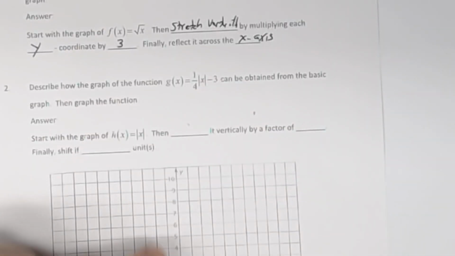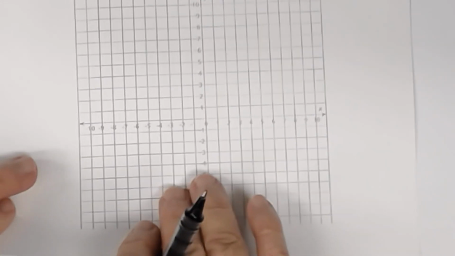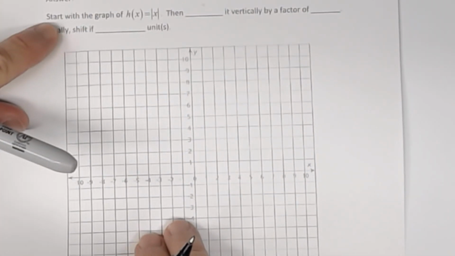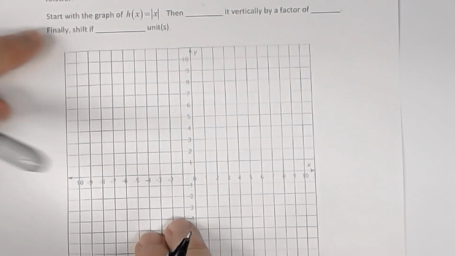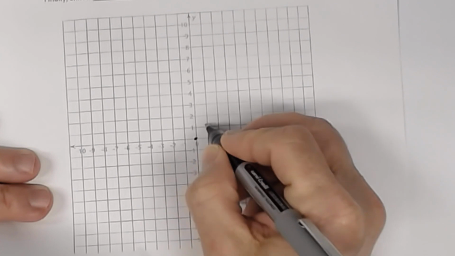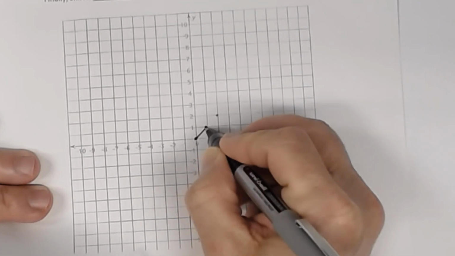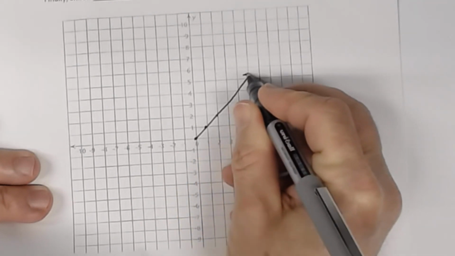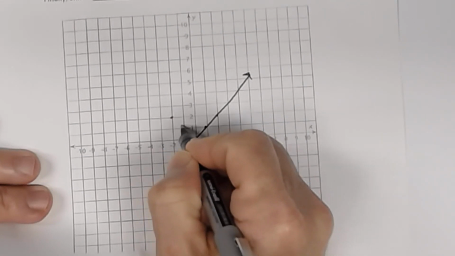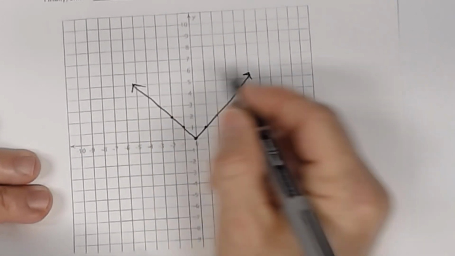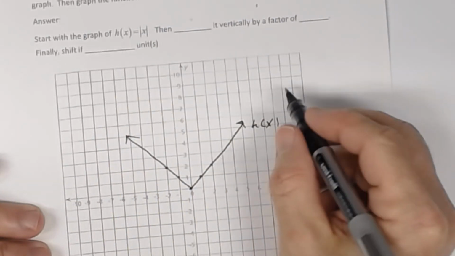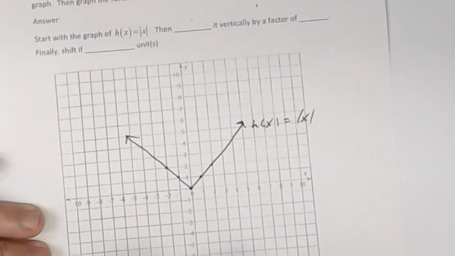But I'm going to go ahead and draw it on here, though. So let's do it on here. So you're going to start with the graph of h of x, which is the absolute value of x. So 0, 0, 1, 1, 2, 2, looks like this. Over here, negative 1, 1, negative 2, 2, looks like this. Okay? All right, so that is h of x. Now they called it h of x here, so let's call it h of x. So that's my parent function.